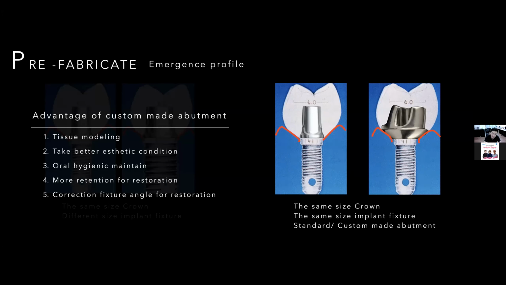For the restoration, after cementation it is not easy to lose or wash out, and we can use the custom abutment to correct the fixture angle for our restoration. As I said, sometimes after the implant, the fixture angle is a little too close to the buccal side, or the fixture side, or sometimes the palatal side. But we can use a custom abutment to adjust and correct our restoration, and make the final restoration easy to make.